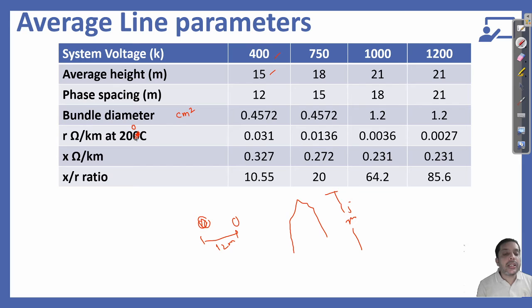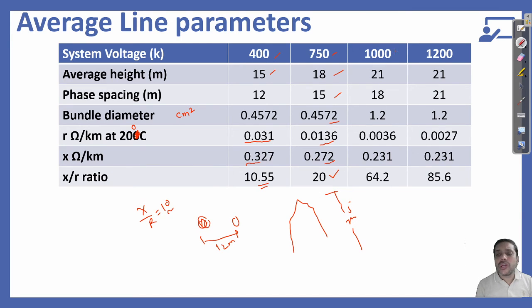Then what is the resistance at 20 degrees Celsius? At 20 degrees Celsius you will get a resistance equal to 0.031 ohm. Inductance for that line is 0.0327 ohm per kilometer. The X by R ratio is approximately equal to 10. For 750 kV, we require a tower height of 18 meters and spacing between the conductors is 0.15. The diameter of the conductor is almost the same, but you observe that resistance is decreased and inductance is also decreased, and the X by R ratio is 20.